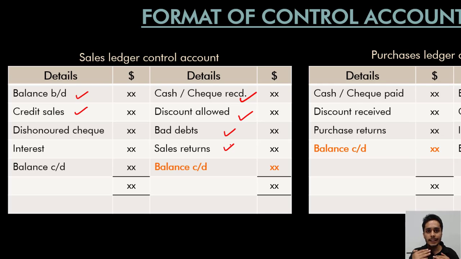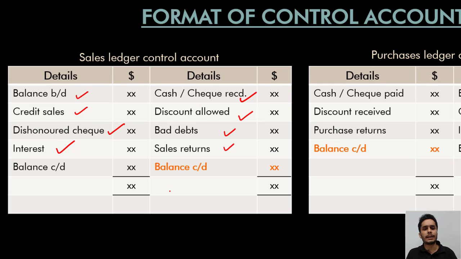On the other hand, if a check gets dishonored, a check when received was on the credit side, but when the check gets dishonored, you'll have to again increase the balance of the customer and hence on the debit side. And when the customer is charged interest, let's say for non-payment of dues on time, then again on the debit side.